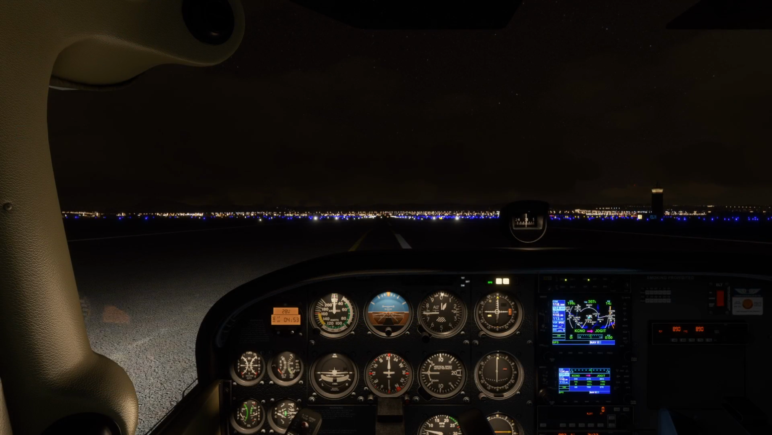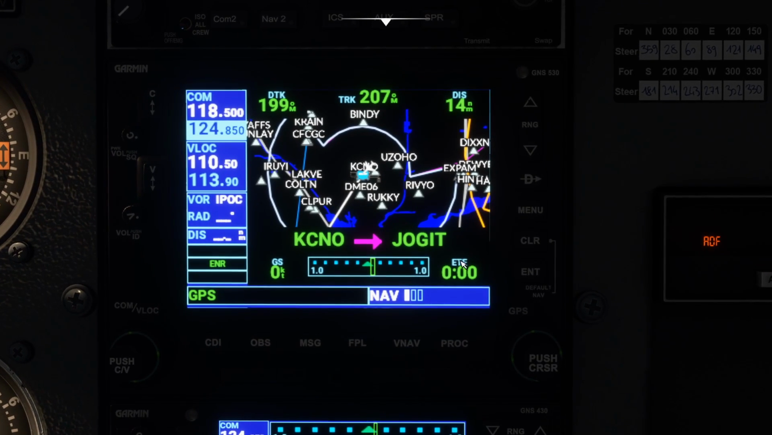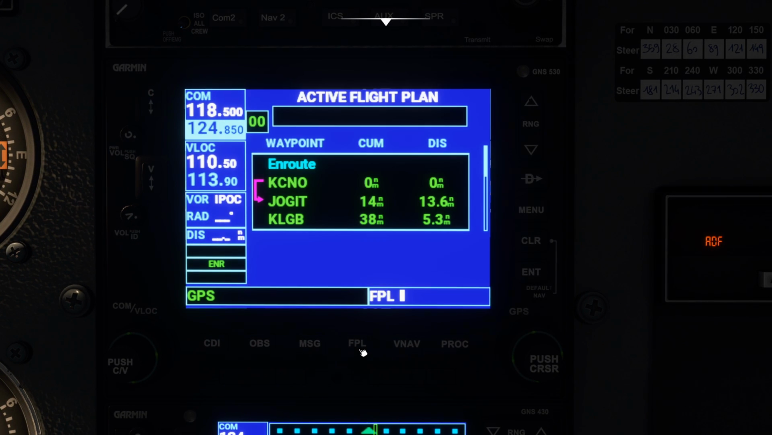All right, here we are loaded in. I just loaded in directly onto the runway. I'm gonna hit Control 2 to go look at our Garmin 530. And if you hit the FPL button on the bottom, we can see our flight plan is loaded.